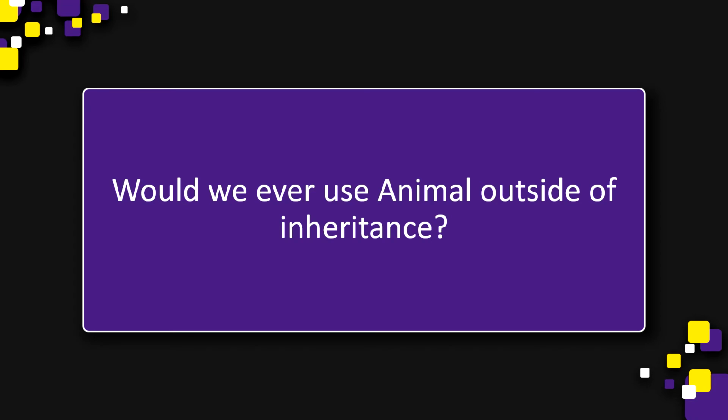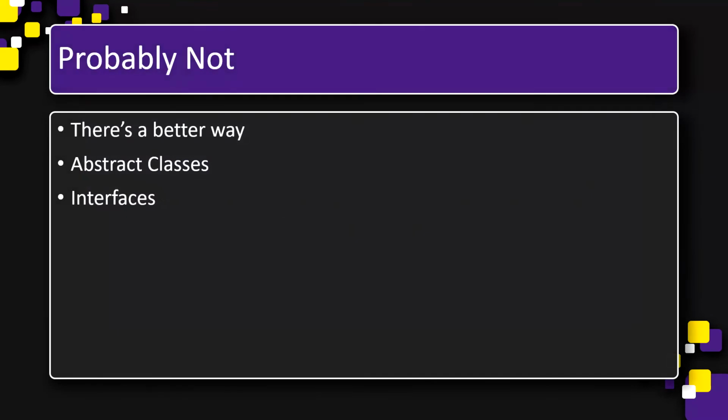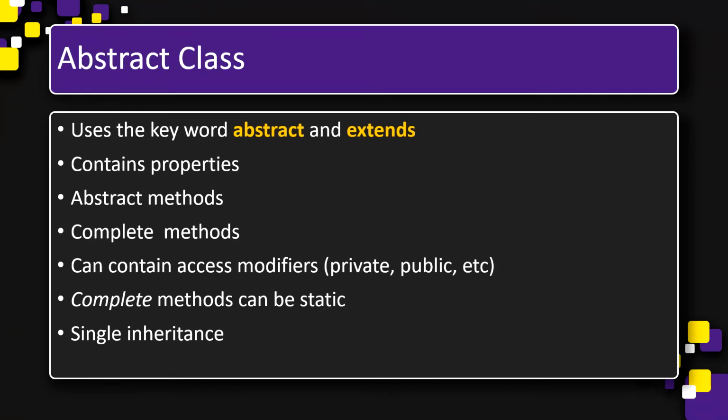Like, why do we even need it? So we probably don't need an actually implemented animal class. And there's a better way, and those two things are abstract classes and interfaces. So with an abstract class, we're going to use the keyword abstract and then the keyword extends, just like we would in the case of doing a direct parent-child relationship with subclasses.